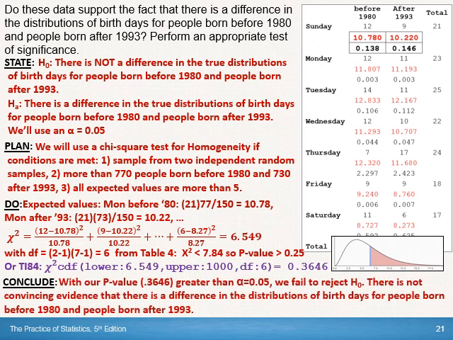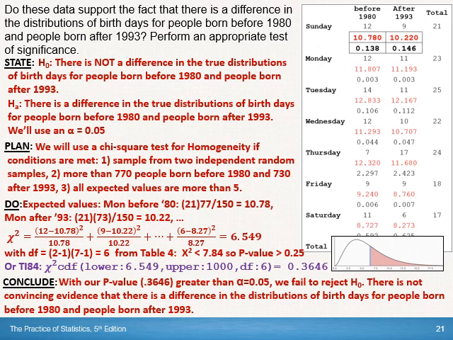All right, so the conclusion is the same format as what we saw before. We are comparing our p-value to our alpha, so our p-value is greater than our alpha. Therefore, we fail to reject the null hypothesis. There is not convincing evidence that there is a difference in the distribution of birthdays for people born before 1980 and those born after 1993.